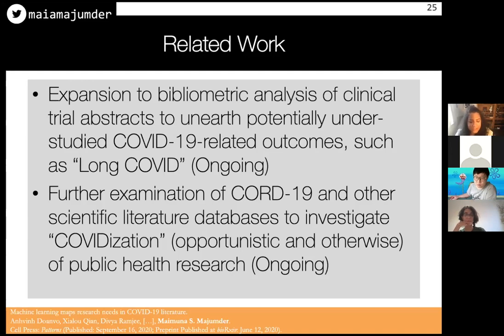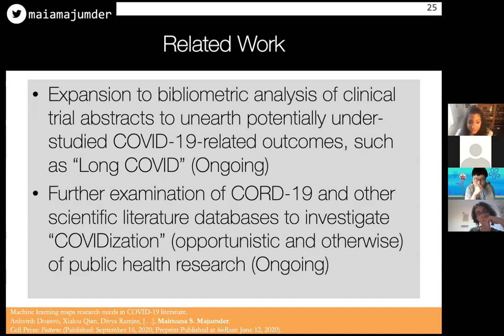We also plan to expand our bibliometric analysis pipeline to include clinical trial abstracts to unearth potentially understudied outcomes associated with COVID-19, such as the long-term effects of COVID-19 or long COVID, which to date remain poorly understood and have often been overshadowed by effects associated with therapeutics that are currently undergoing trials. Beyond bibliometric analyses, we would also like to further examine COVID-19 and other scientific literature databases using network science techniques to investigate the COVIDization of public health research.